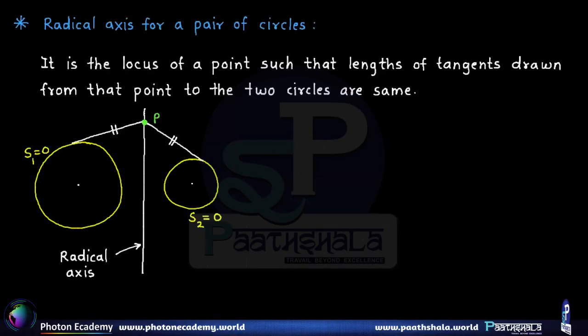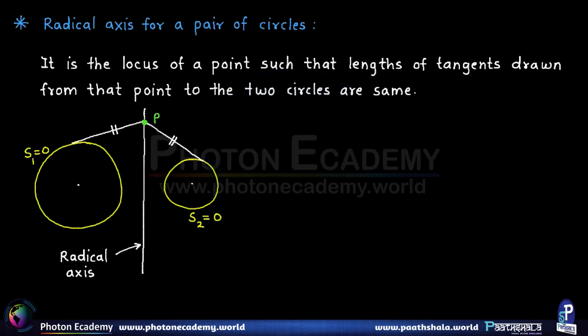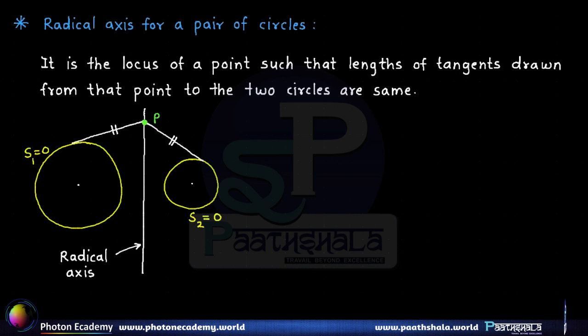Now let us learn about the radical axis for a pair of circles. It is defined as the locus of a point such that the lengths of tangents drawn from that point to the two given circles are the same. So here let us consider any two circles in general whose equations are denoted by S1 equal to 0 and S2 equal to 0.